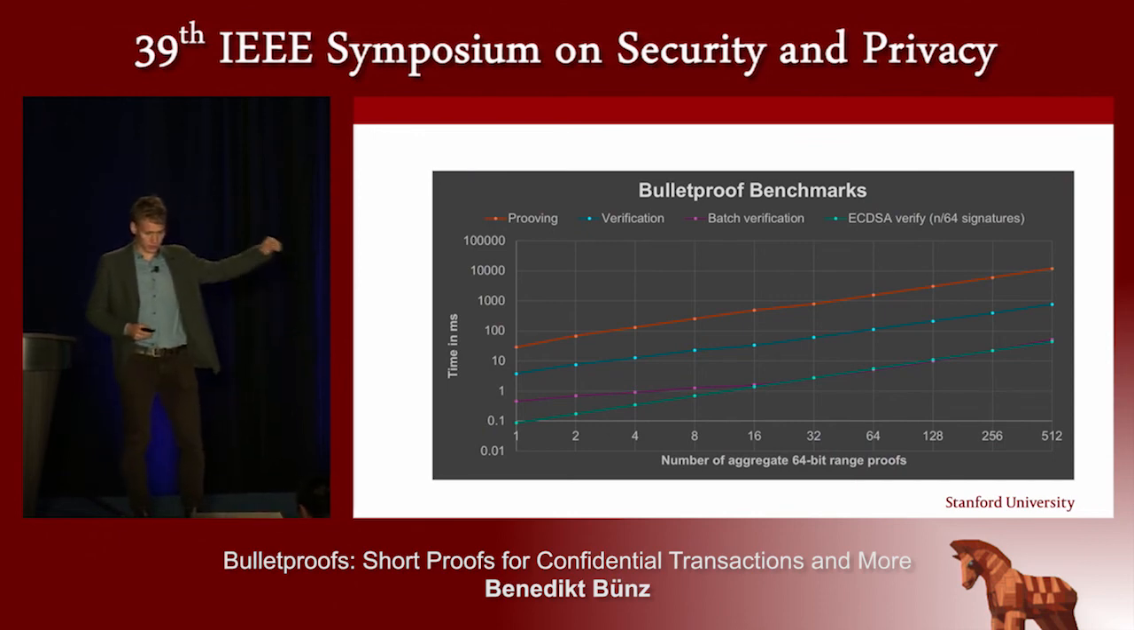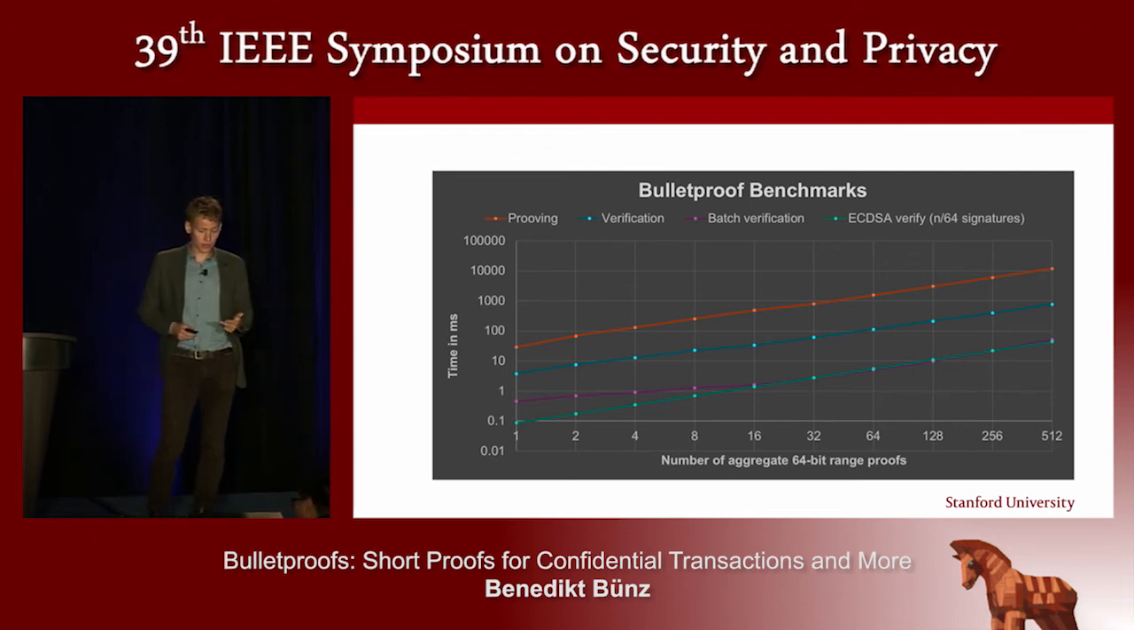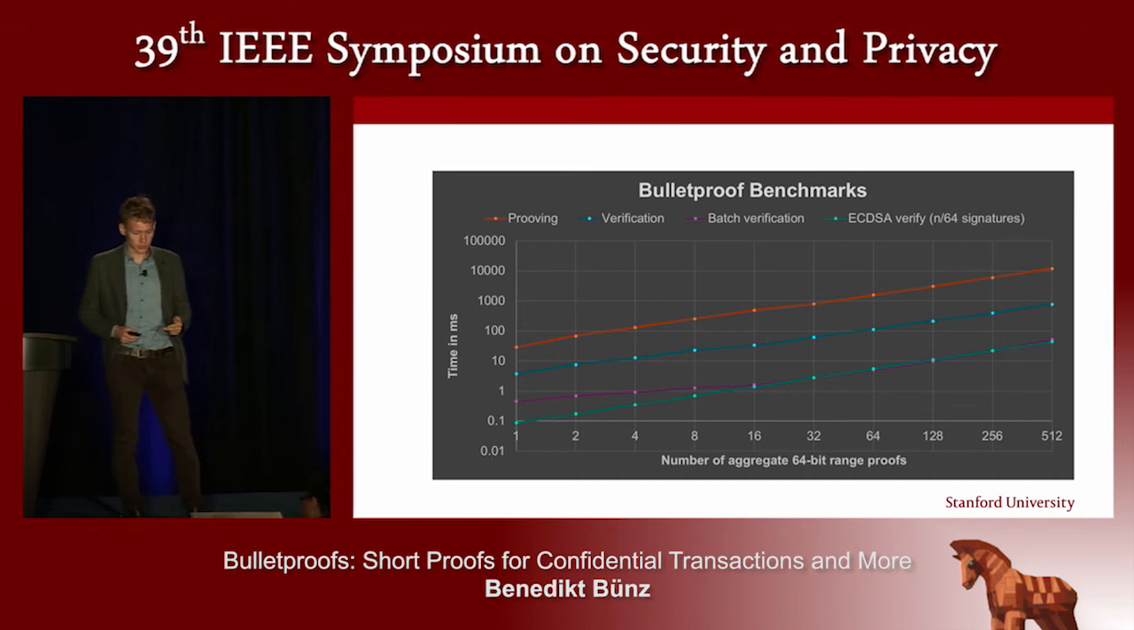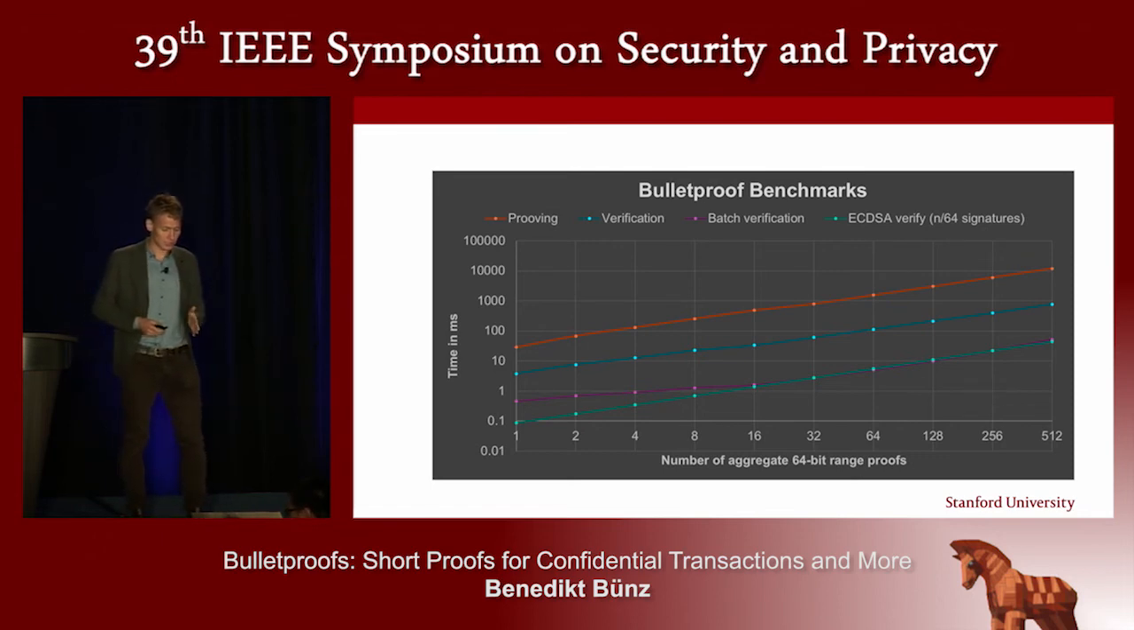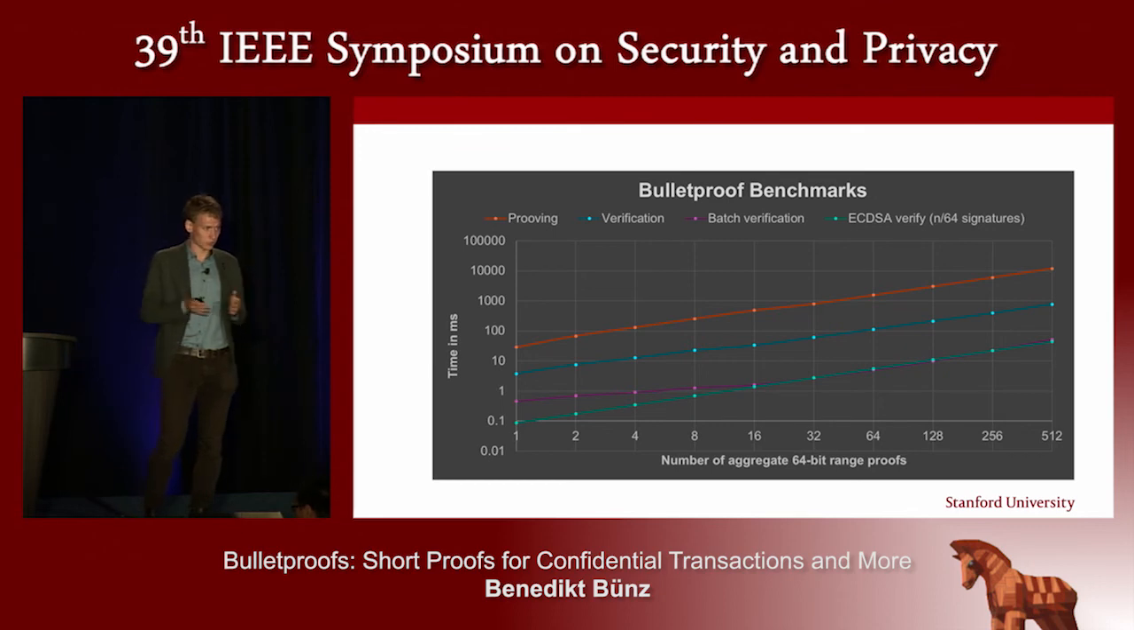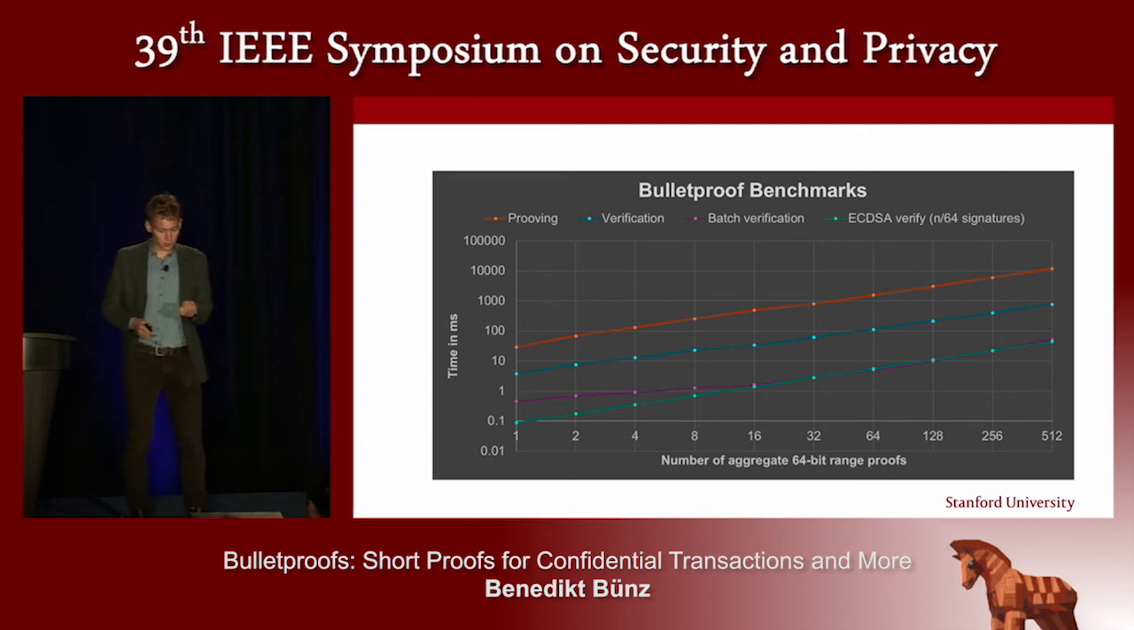So I plotted here the proof time, on a log-log scale, the verification time, and the batch verification time. And as a benchmark on our system, I also plotted how much it takes to verify n ECDSA signatures, which is what you would currently have to do in a Bitcoin transaction. On the x-axis, we have the number of aggregate range proofs that we are verifying. And it turns out that starting from about 16 range proofs batched into one single proof, verifying 16 proofs is about as expensive as verifying 16 ECDSA signatures.